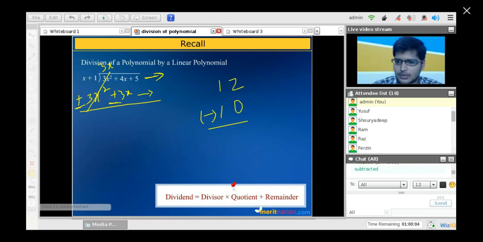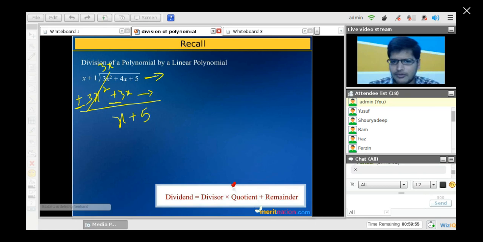3x square minus 3x square is nothing but 0. And 4x minus 3x is x, plus 5. So is it further possible for me to divide this x plus 5? Is it further possible for me to divide? So how are you saying that it is further possible?